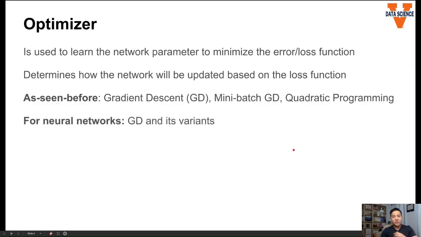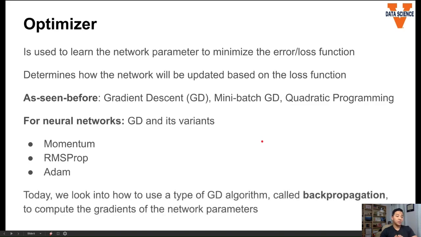For neural networks, mostly we will use gradient descent and various variants of gradient descent. We're going to talk about these optimizers in the next module, including momentum, RMSprop, and Adam. But today, we will look into a special type of gradient descent algorithm called backpropagation, and how to compute the gradient of the network parameters.